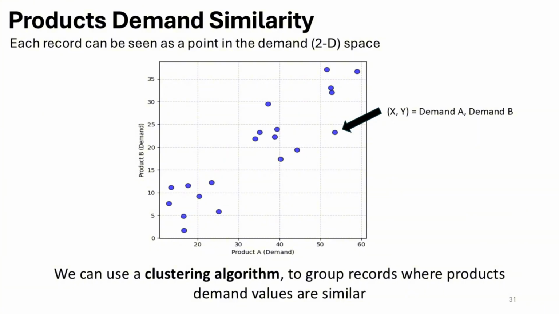Instead of just analyzing variables, we can group entire historical records together based on how similar their demand values are. This allows us to categorize our business days into high-demand days, low-demand days, or mixed days, providing a new layer of strategic insight that helps us prepare for future production cycles.